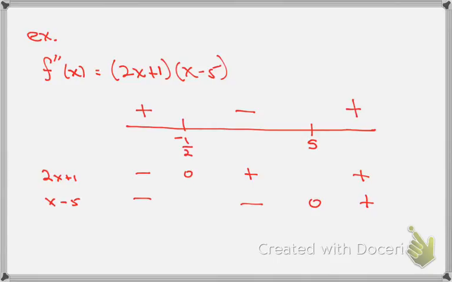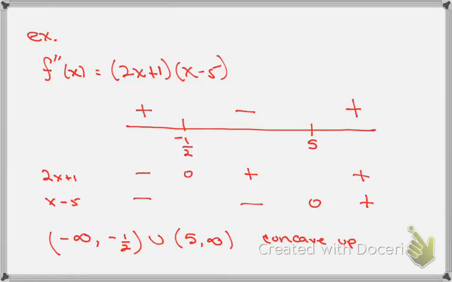Where is this function concave up? What are the regions? Give them to me. Concave up: negative infinity to negative 1/2, union 5 to infinity. Concave up. Where's it concave down? Negative 1/2 to 5.